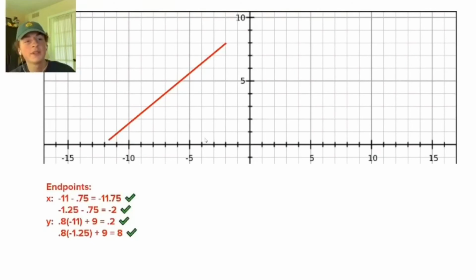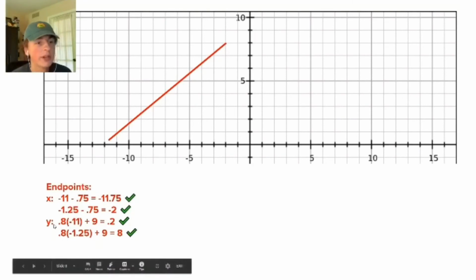So for the first equation, the x equation was t minus 0.75. So we're going to plug in negative 11 minus 0.75 equals negative 11.75. And if you look on the graph here, I'd say it's pretty close to that. Check mark. Okay. Other endpoint, negative 1.25. Subtract 0.75, you get negative 2. Let's go up here. X value, pretty much negative 2. Bingo. Check mark. Okay. Onto the y part, 0.8 times negative 11 plus 9 equals 0.2.